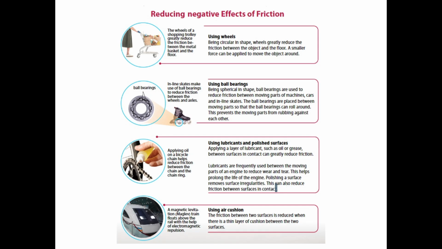So let's look at the negative effects. You can reduce the negative effects of friction if you're trying to push objects by using wheels on a trolley, for example. You could use ball bearings in the example of the inline skates there, or you could use lubricants and polished surfaces so that they're smooth, and that will reduce the effect of friction. You could use an air cushion, like on a linear air track that you might have seen in the classroom, for example, or on that maglev train there.